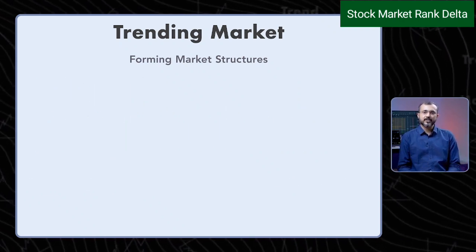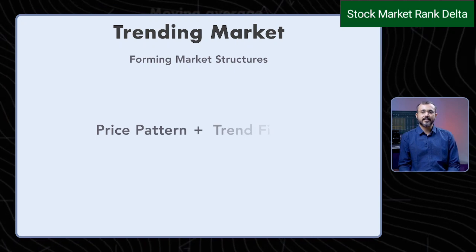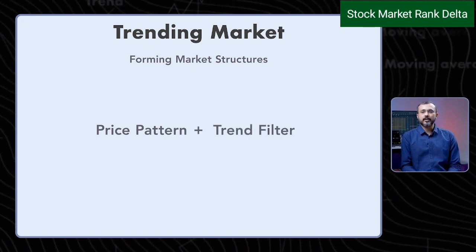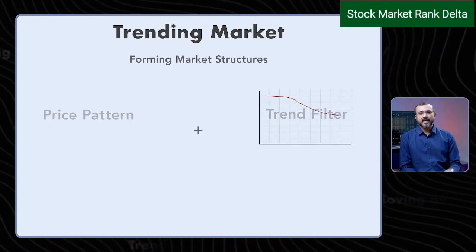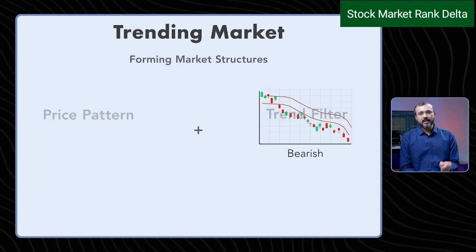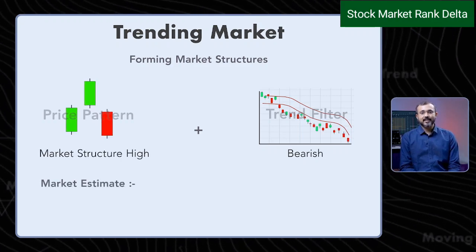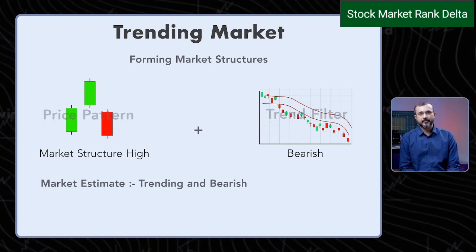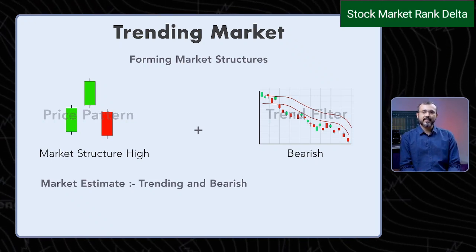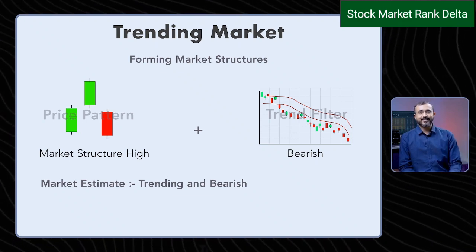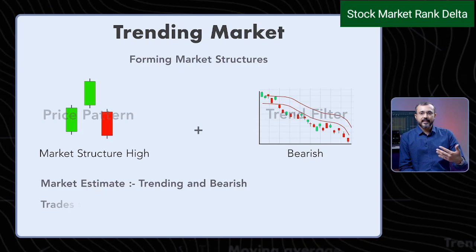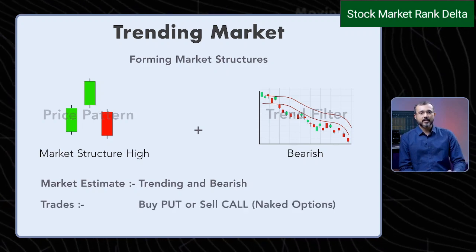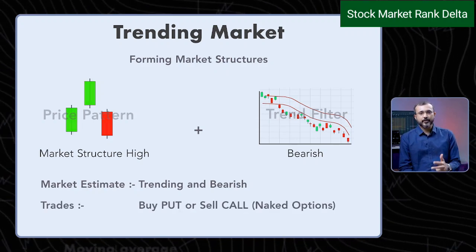Now, having a conjunction of price pattern plus indicator gives us very good information. That information is, if trend is bearish and a bearish structure is formed, that means markets are going to be trending and they are going to be bearish. So it gives absolute clarity to a trader on which strategy you want to implement. Bearish market, trending market, trade naked options, where you can either buy puts or you can sell call.